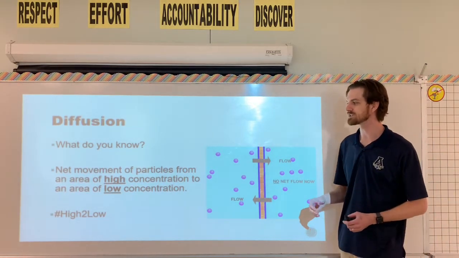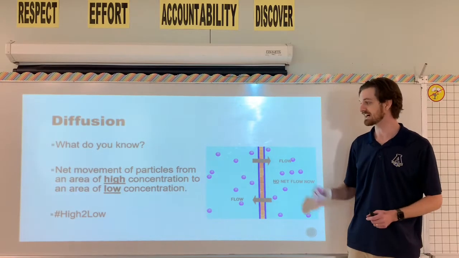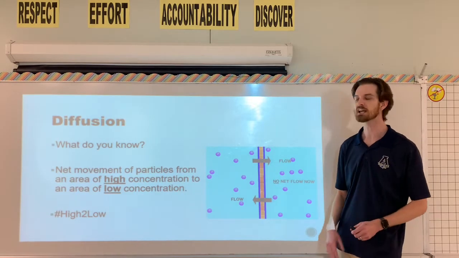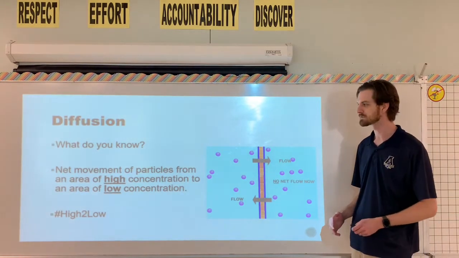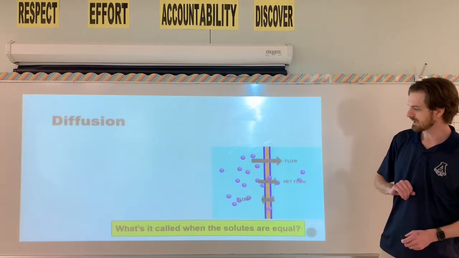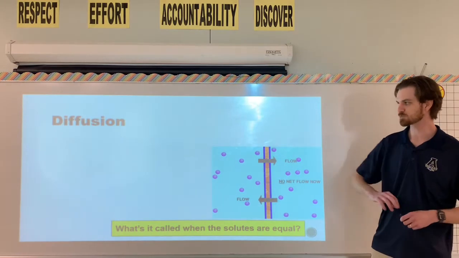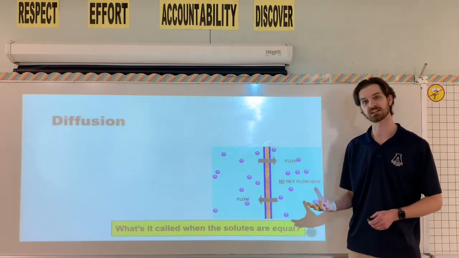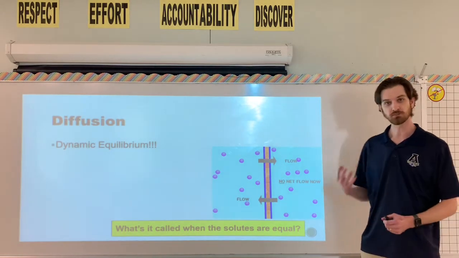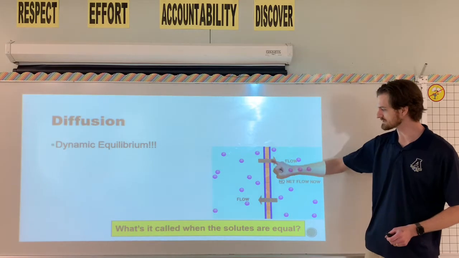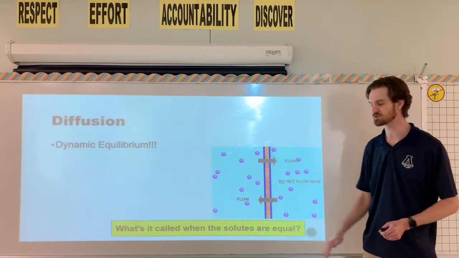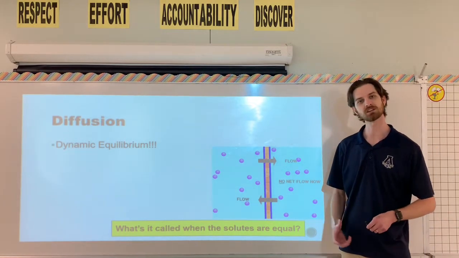So the idea is going from where you have a lot of something, again, high concentration, to where you have a little of something, or a low concentration of it. And that's just spreading those particles out, okay? Now, as these things spread out and become equal, it gets a very specific name, and that's called a dynamic equilibrium. So equilibrium means equal. If you notice, the flow here is equal in both directions, kind of like an equal sign. But it's called dynamic because it's moving, okay?